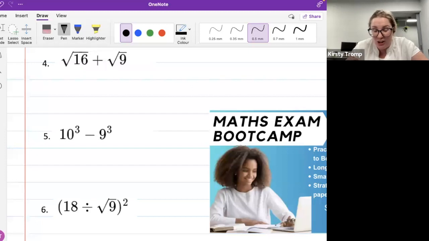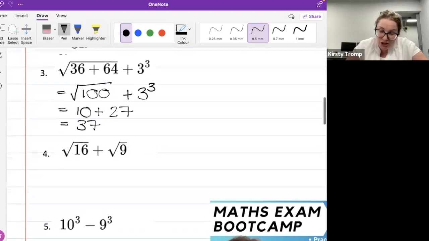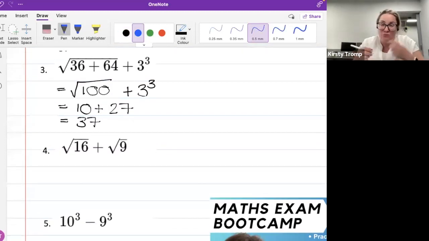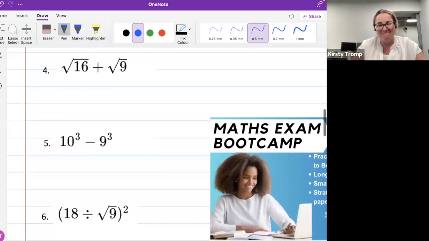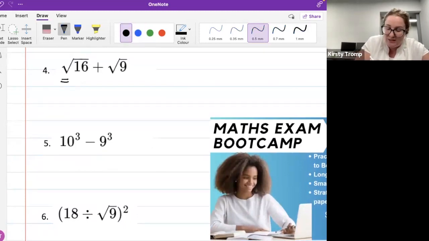Okay. Could I, if I wanted to, put brackets in? Well, kind of. If we go to that first question underneath here, if I really wanted to, I could put a bracket over here to tell myself I needed to do 36 plus 64 first. But for this next question, do I really need to have brackets? Not really, because I know what the square root of 16 is. We know that the square root of 16 is 4.